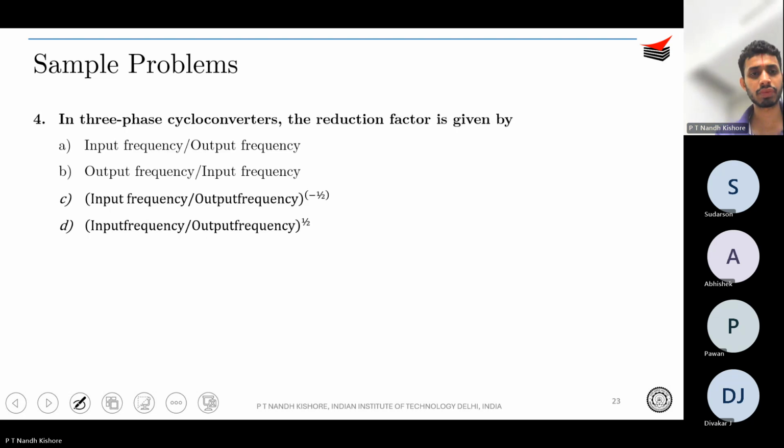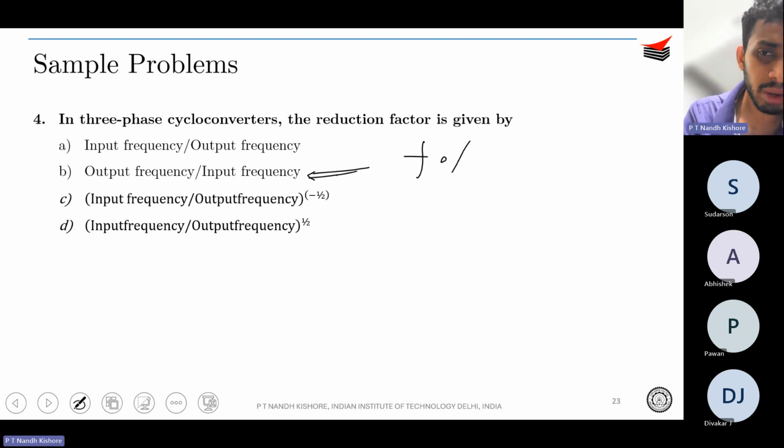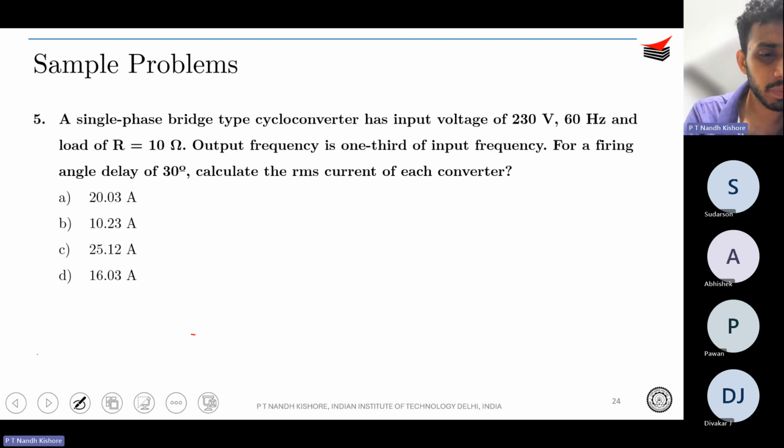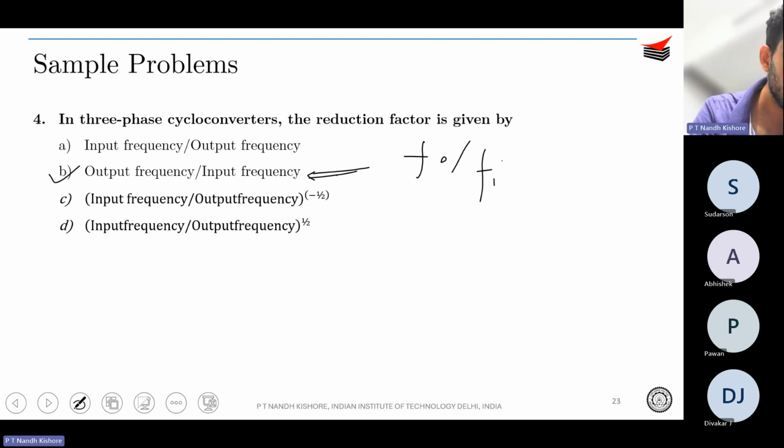So in three-phase cycloconverters, the reduction factor is what? It is a basic definition. You might know that. The reduction factor is basically output frequency by input frequency. So the answer is B. The reduction factor is given by output frequency over input frequency.